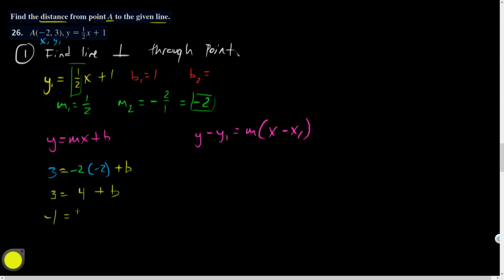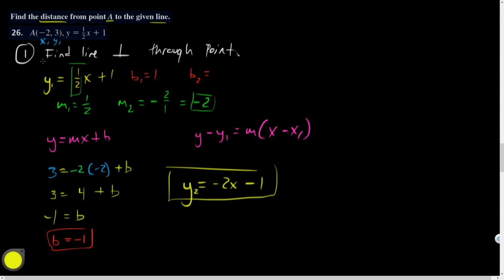I'd get negative 1 equals b, and we'll flip it around. b equals negative 1. So now that I've got my slope and y-intercept, that is like the DNA of any line that makes it distinct from other lines. And so now I can write the equation of my line. y2, we'll call it, equals negative 2x minus 1. So I just did, yes, only step 1.